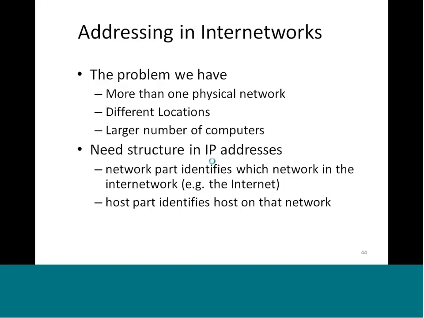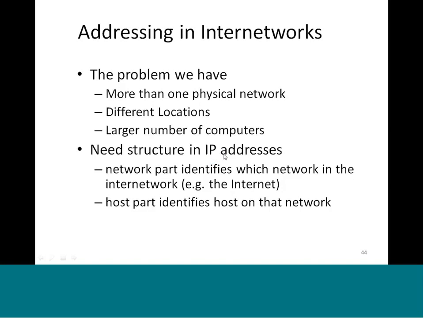So the problem that we face is that now we have more than one physical network, because there are all the subnets in different locations, with a large number of computers. So we need a structure in the IP addresses. To define the structure, we need one portion which defines the network part. This identifies which network in the internetwork, which is basically the internet, the address belongs to. The second part of the address is the host, which identifies the host on that network. So every network has an address, that's the first part. And the second part is, okay, in this network where does this host fit in.